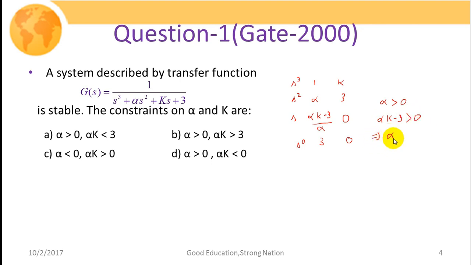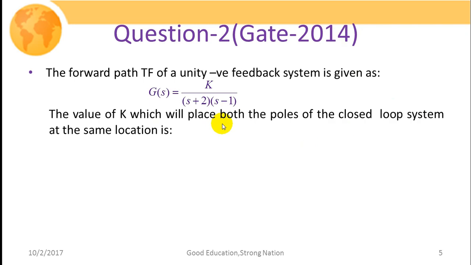It means alpha k should be greater than 3, which has been given in option number B. Hence this is your correct option. So now take another question which has been asked in GATE 2014.